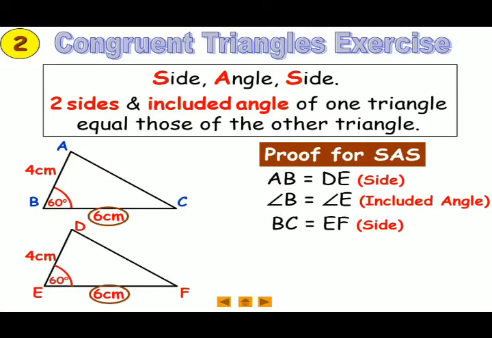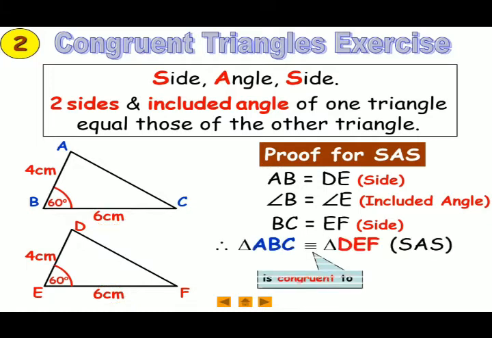After that, 6 centimeter. Here you can see both the measurements of BC and EF are equal, and that is 6 centimeter. But what are BC and EF? They are sides. So in the bracket we will write down they are sides. Lastly, what we have proved is one side, included angle and a side. That means by SAS rule, triangle ABC and triangle DEF are congruent.